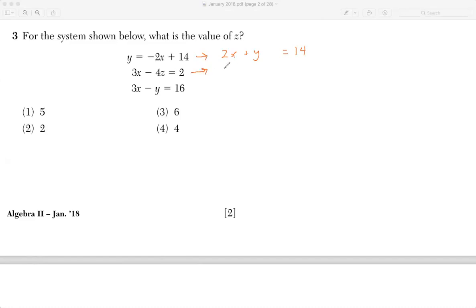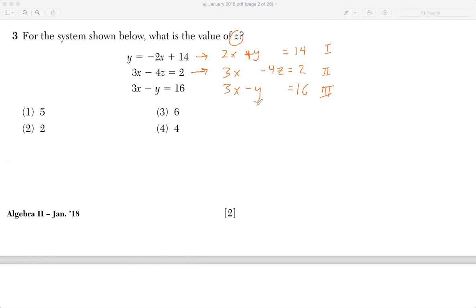This is 3x, and then minus 4z equals 2, and this is 3x minus y equals 16. So you want to have them all lined up with the x's, the y's, and the z's all lined up. And I'm going to call this equation 1, equation 2, equation 3. They just want to know what the value of z is. So let's see how we can do that.